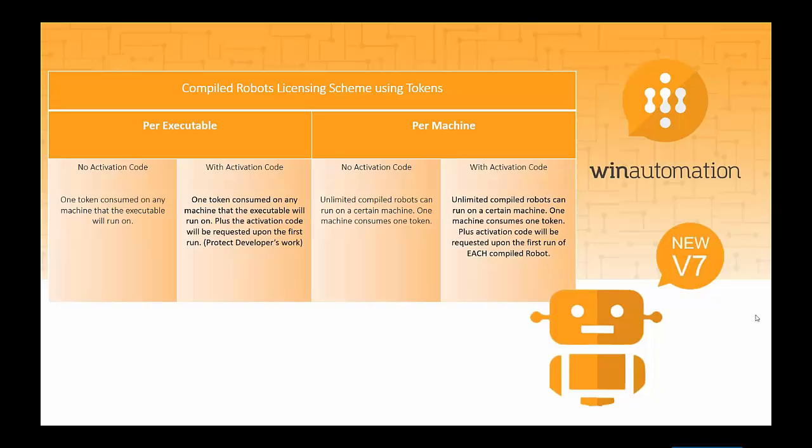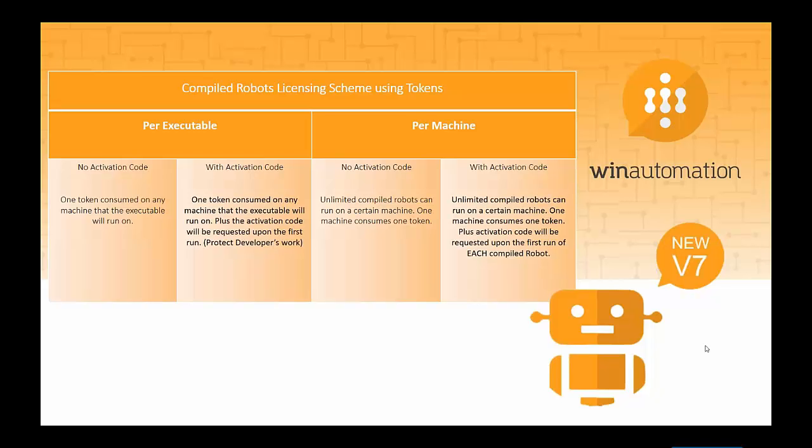But I can also purchase a token per executable with an activation code, which means that 1 token will be consumed on any machine that the executable will run on, plus the activation code will be requested upon the first run to protect the developer's work. The activation code is something that the developer will provide to the end user. In case you try to run that on another machine and the end user distributes it without the developer knowing to any other kind of client, then it will request the activation code and it will not run if the activation code is not known. And then we're moving on to the per machine tokens.